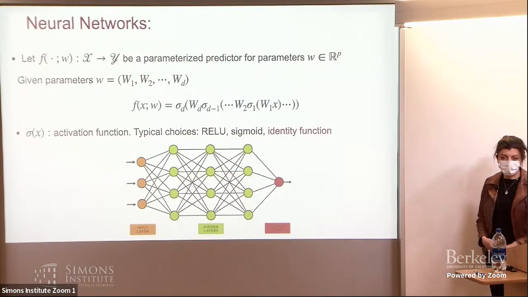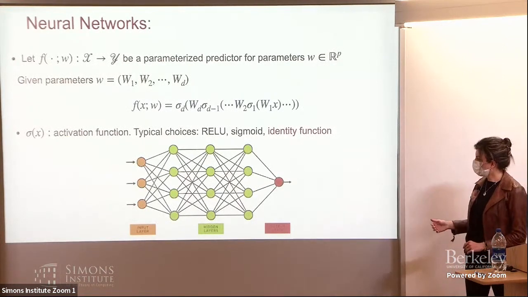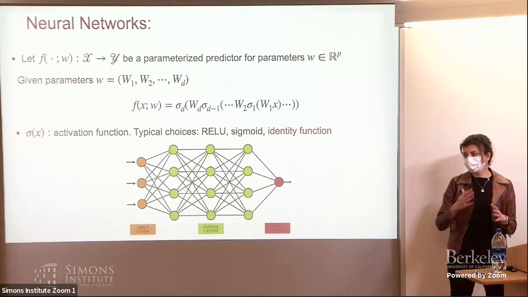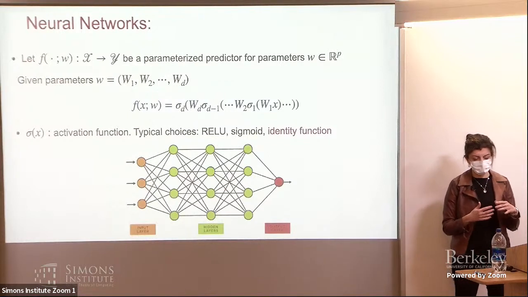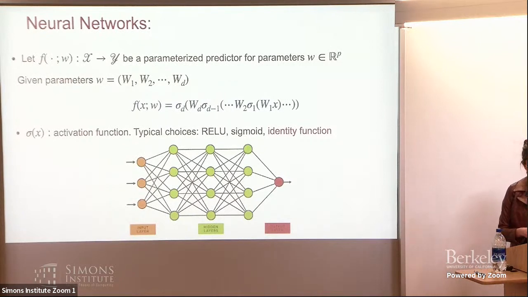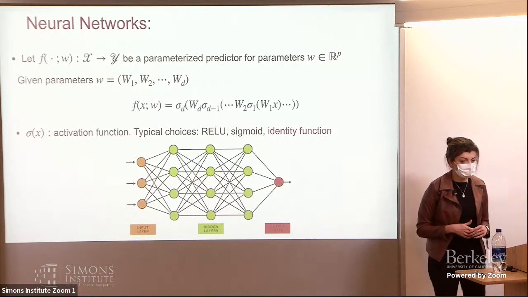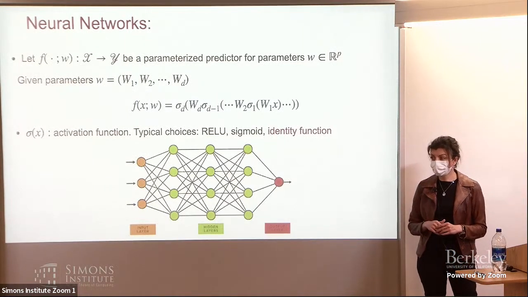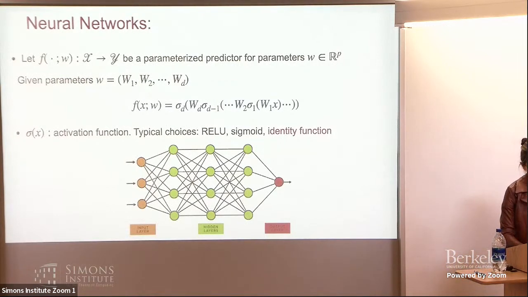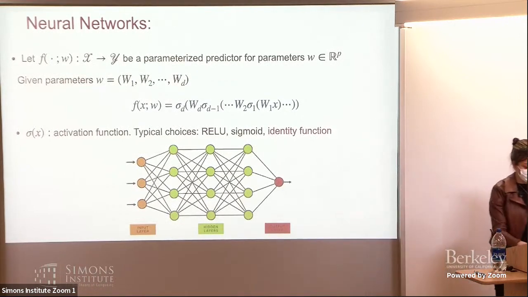Most of the talk will be about neural networks, in which these parameterized functions are associated with some architecture in which there are activation functions, and the input goes through layers, and in each layer there is a weight matrix that mixes things, and then there's an activation function. Typical choices of activation function are ReLU, sigmoid, identity functions, and in this talk we're going to focus on linear neural networks, so the activation functions are just going to be identity functions. So basically your function is just going to be multiplication of various matrices times the input.